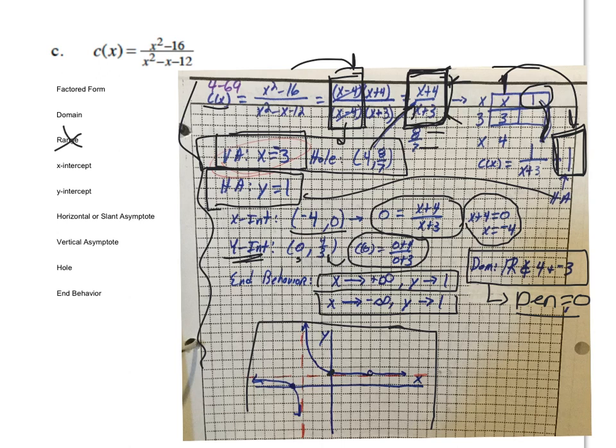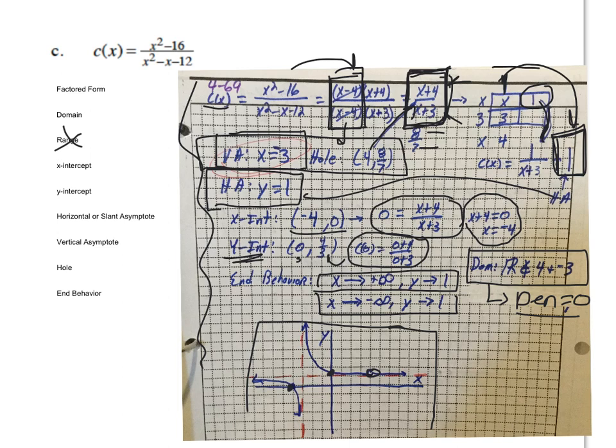I have an x-intercept of (-4, 0). I have a hole that I'm going to mark. That's at (4, 8/7). That's right there. Then a vertical asymptote at x equaling negative 3, horizontal asymptote at y equaling 1, and then sketch your graph.